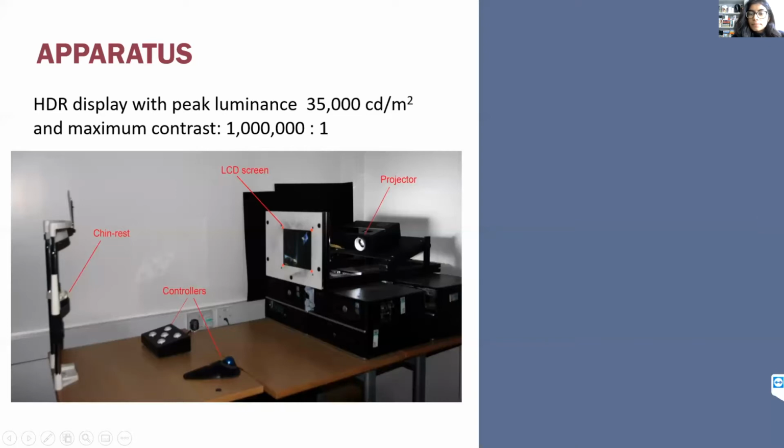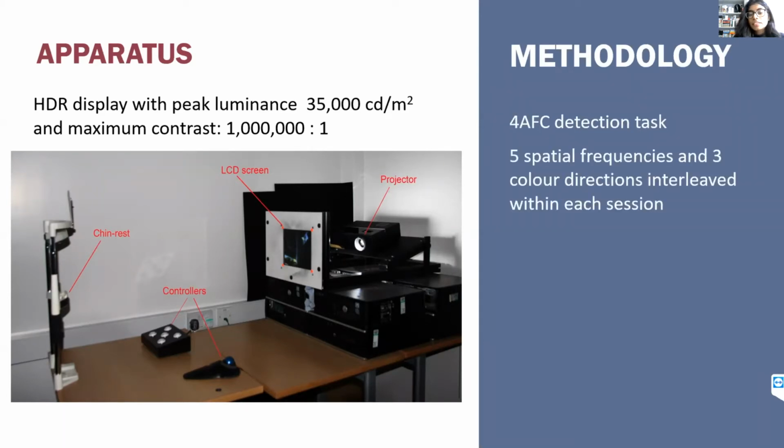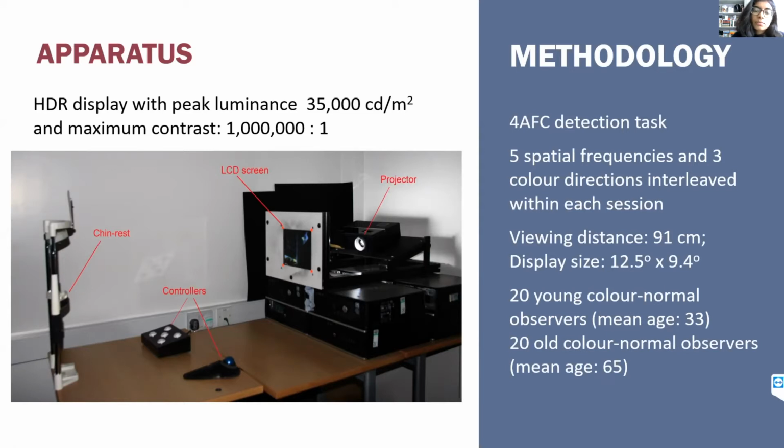We conducted our experiments on a custom-made HDR display, both in Liverpool and Cambridge, which can show very high dynamic range stimuli. We showed these stimuli to our observers in an alternative forced choice experiment, and the stimuli were displayed at 6 mean luminance levels ranging from 0.02 to 2000 candela per meter squared at a viewing distance of 91 centimeters. And there were two different groups of observers, young and old. Both consisted of 20 observers each, and the mean ages were 33 and 65 respectively.